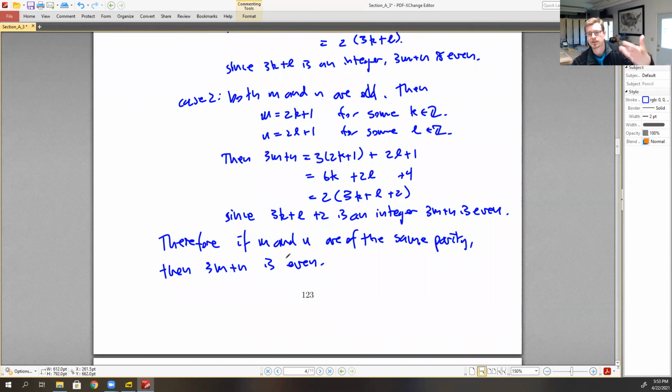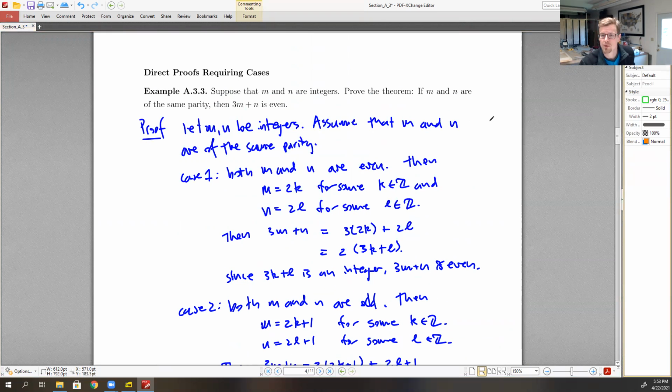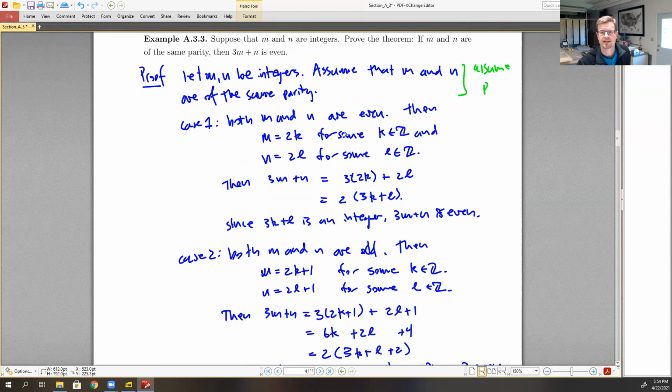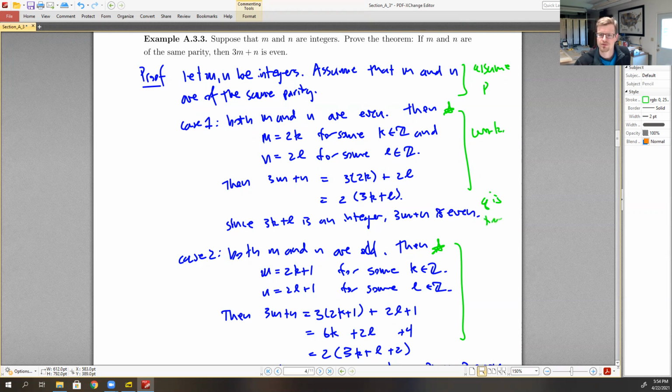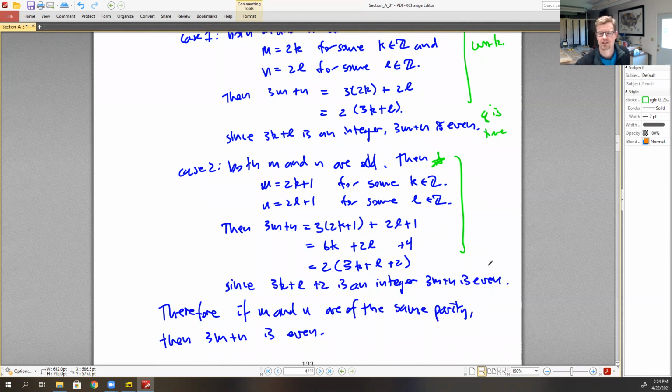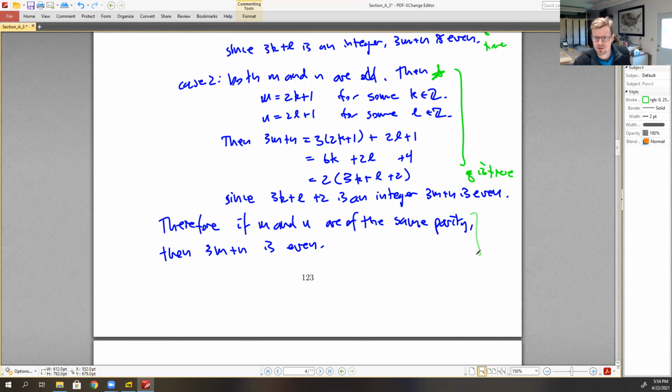But this is the restatement of the implication that we wanted to prove. We assume the premise, and then we end up with cases. And for both of the cases, we do some work, and we get that Q is true. Q is true there, Q is true here. But for all of the cases, we get that Q is true. Therefore, we can conclude that the implication is true.